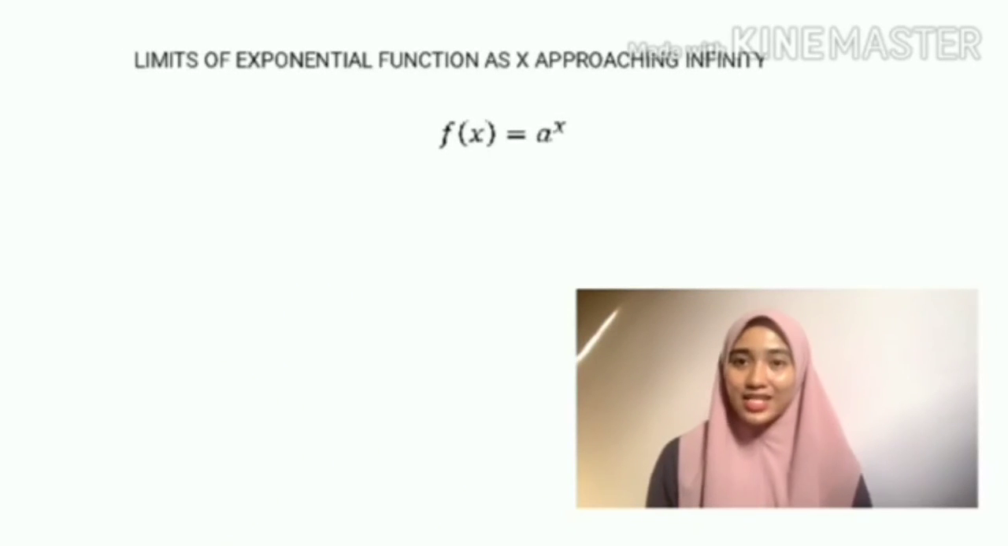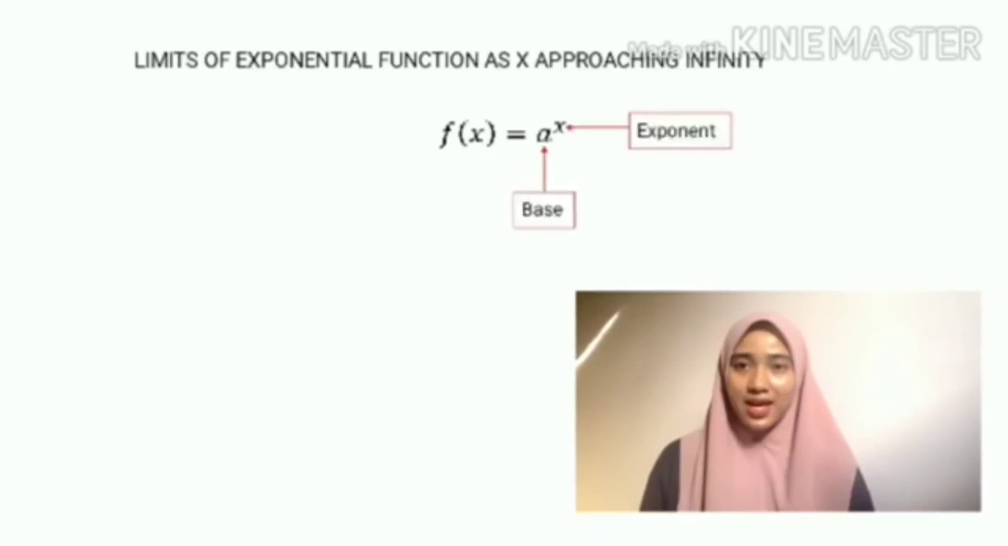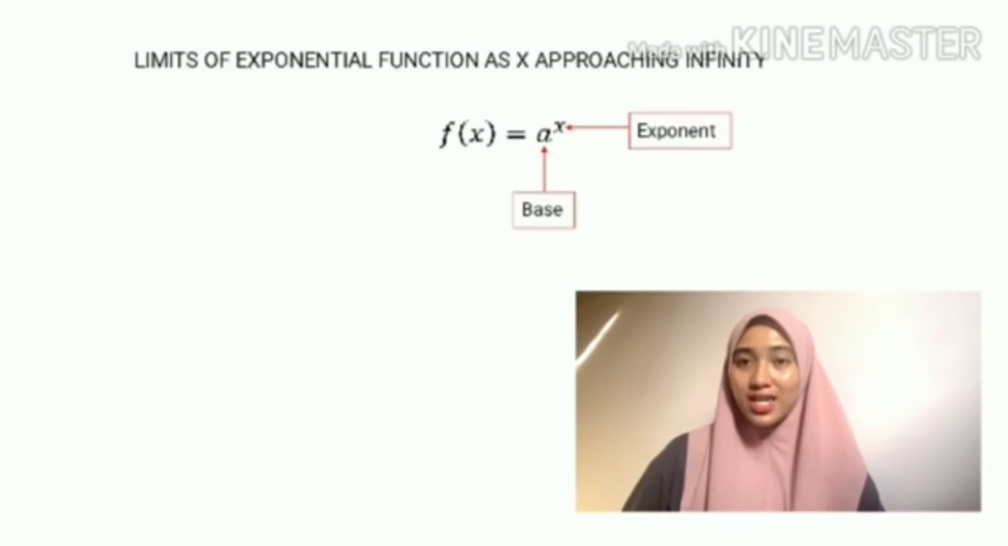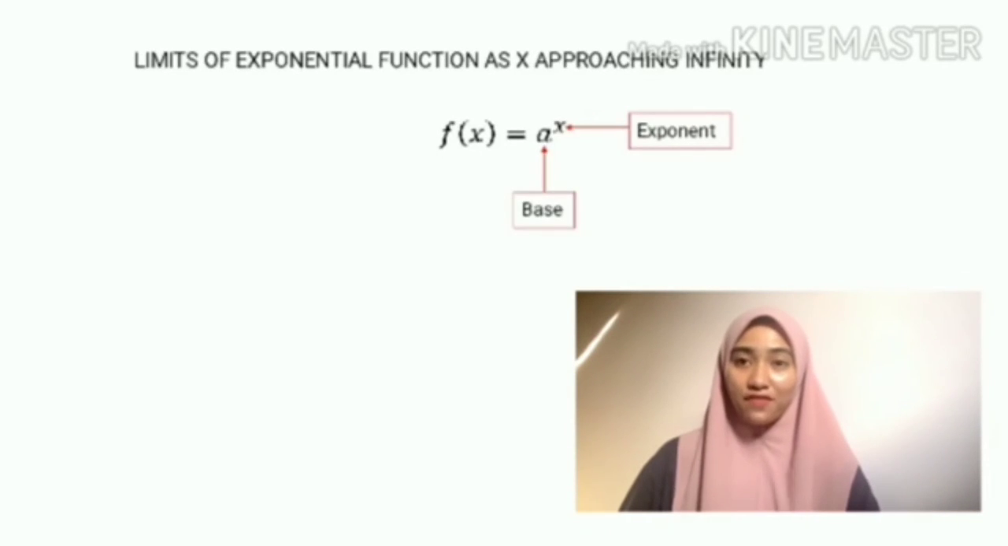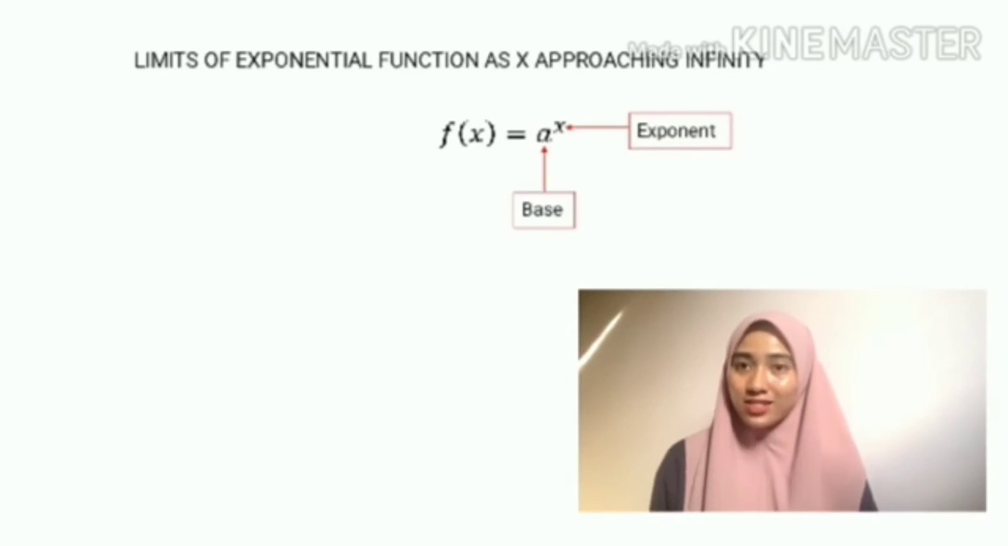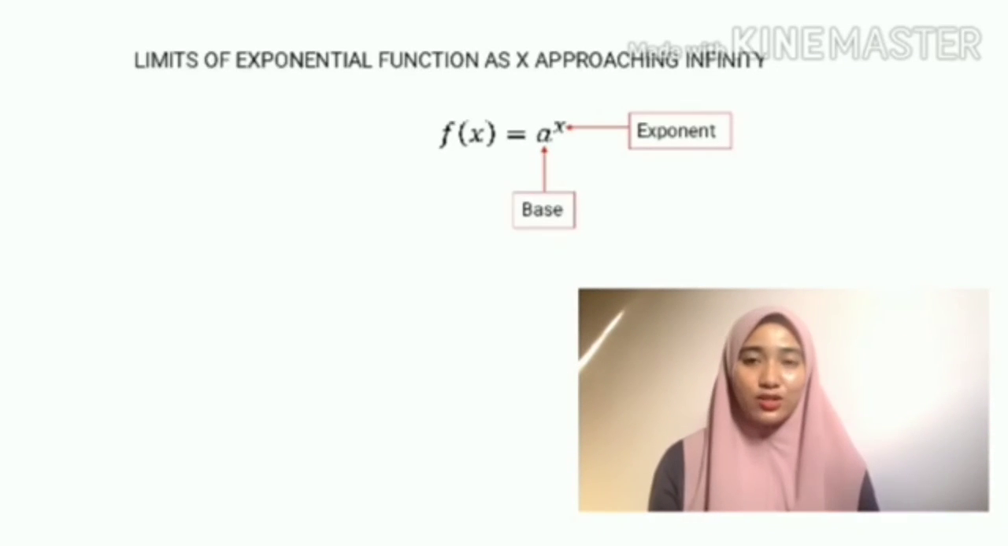What is an exponential function? An exponential function is a function of the form f(x) equal to a to the x, where the constant a is known as the base, while the variable x is known as the exponent. So we can conclude that an exponential function has a variable in the exponent.